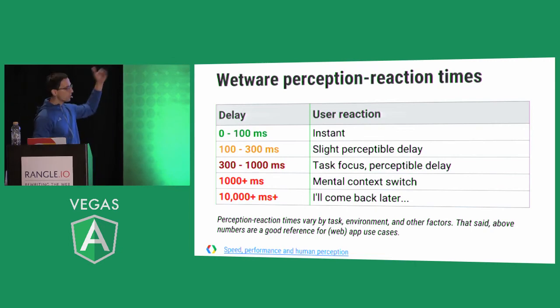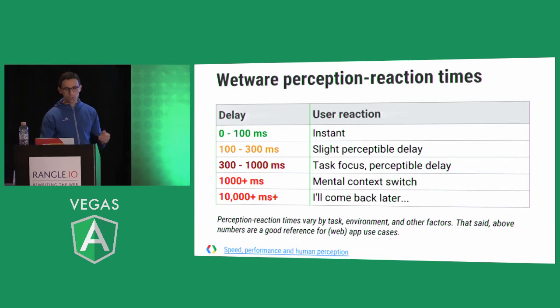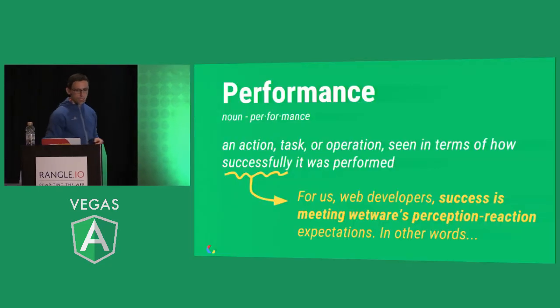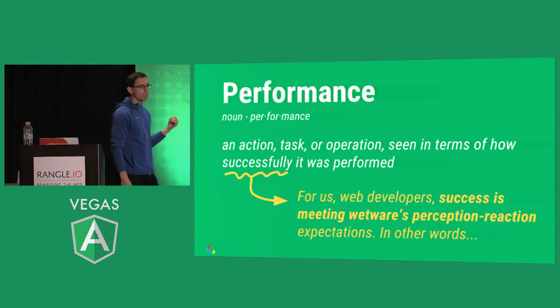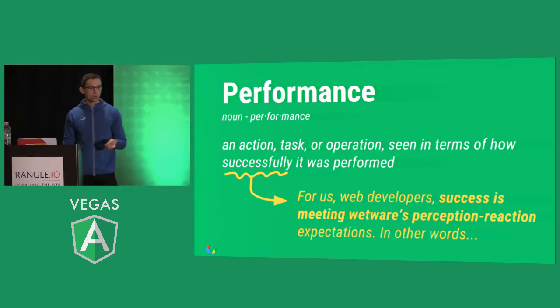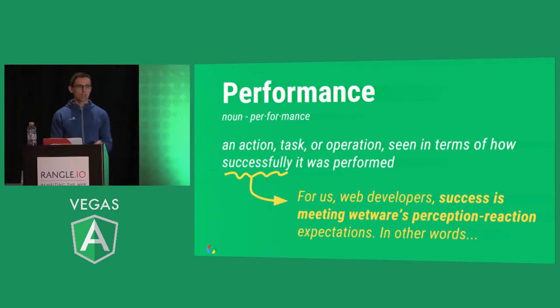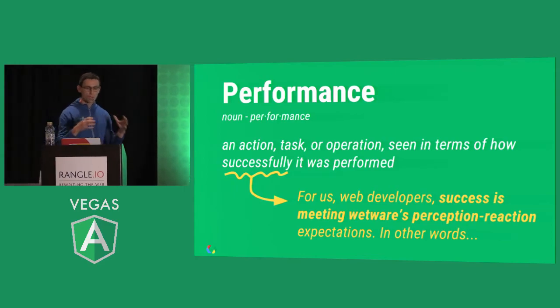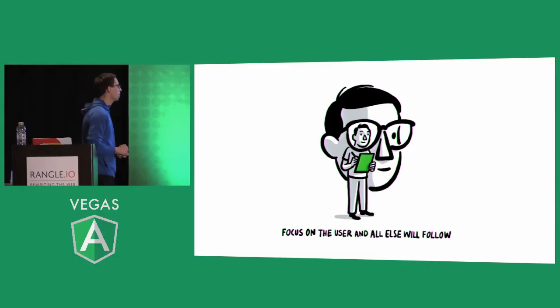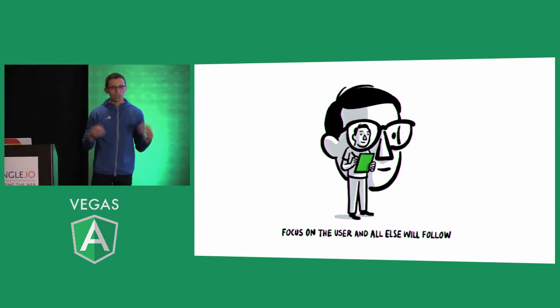So as you'll see, we'll actually use these metrics to backtrack into what does performance mean, and what is this user model. And I want to come back to the beginning and ask, what is performance? How do we define performance? Specifically for web applications, I think it's this intersection, or overlap, of meeting the wetware's perception and reaction expectations. So as long as we stay within that golden middle, we're good. Which is another, very long-winded way of saying, focus on the user and everything else will follow, right?